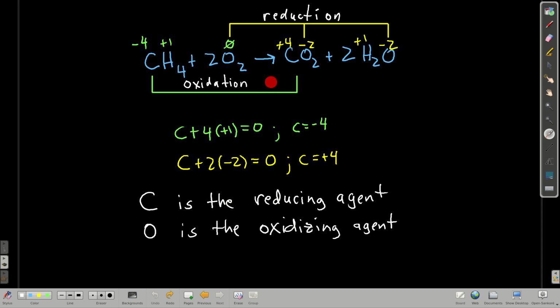That's becoming more positive or less negative, and that's oxidation. Oxygen is going from 0 on the left side of the arrow to -2 both here and here on the right-hand side of the arrow, so it's being reduced. Its oxidation number is becoming more negative, less positive. So we know that carbon's being oxidized, and that means carbon is the reducing agent. Oxygen's being reduced, that means it's the oxidizing agent.